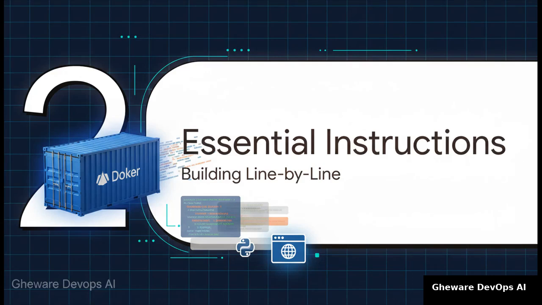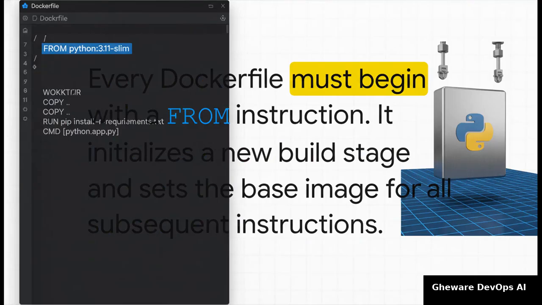We're going to break down the most essential instructions you need. We'll go line by line and see how to build a real image for a simple Python web app. First things first, every single Dockerfile must start with FROM. I'm serious, this is the one rule you can't break. It specifies the parent image you're building from. You're not starting from nothing, you're starting on a solid foundation, like say the Python 3.11 Slim image. And using a Slim version is a great pro tip, by the way. It keeps your final image nice and small.